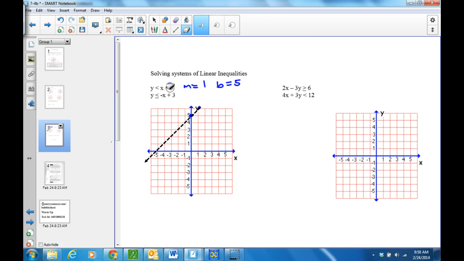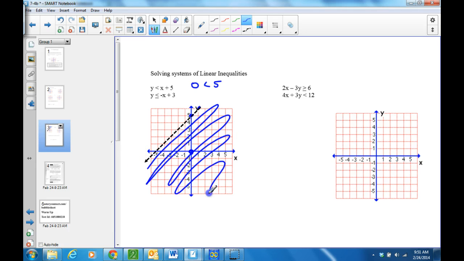So I'm going to take a point. Which point would be the easiest one to test? 0, 0. So here's the point I'm going to test, right here. If I put in 0 for y and 0 for x, 0 plus 5 is 5. So is 0 less than 5? Is that a true statement? Yeah. So I'm going to shade the side where 0, 0 is.